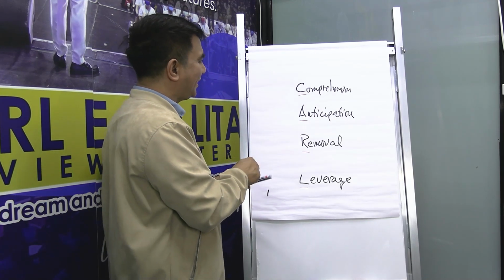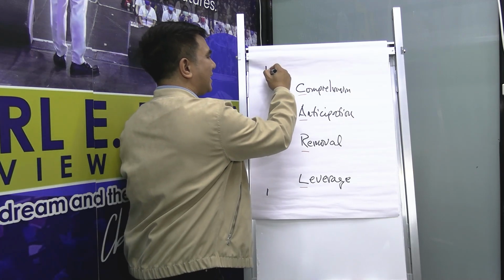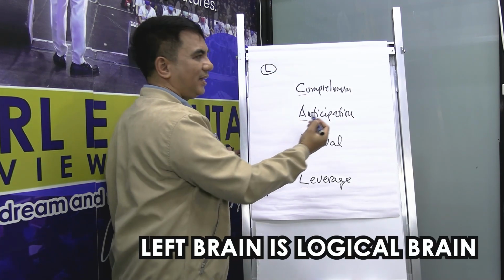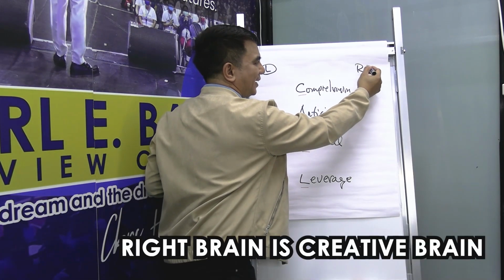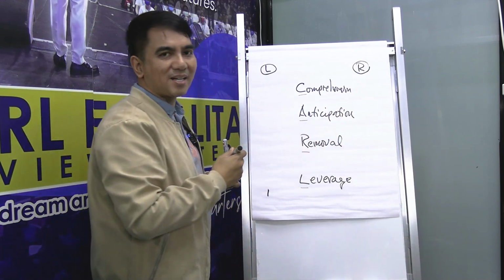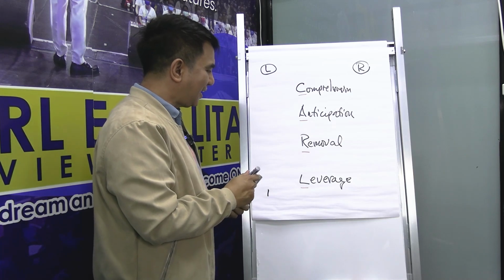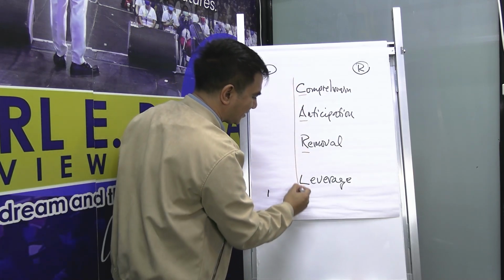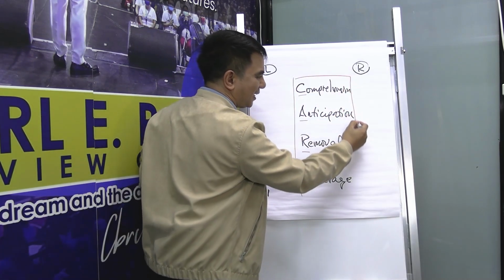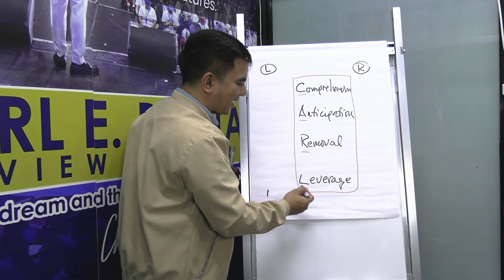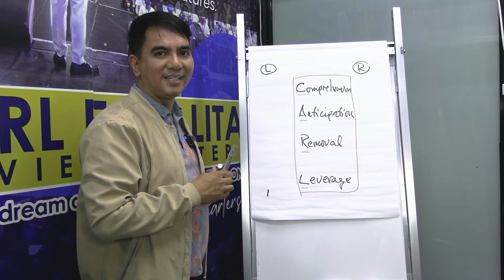Now, I'd like to remind you that the left brain is the logical brain, and the right brain is the creative, out-of-the-box brain. Now, what do we do so that the Carl method will benefit from this theory that our two sides of the brain actually operate separately?